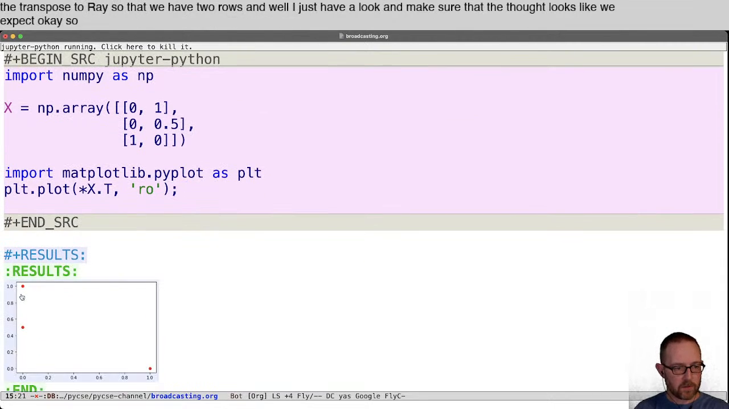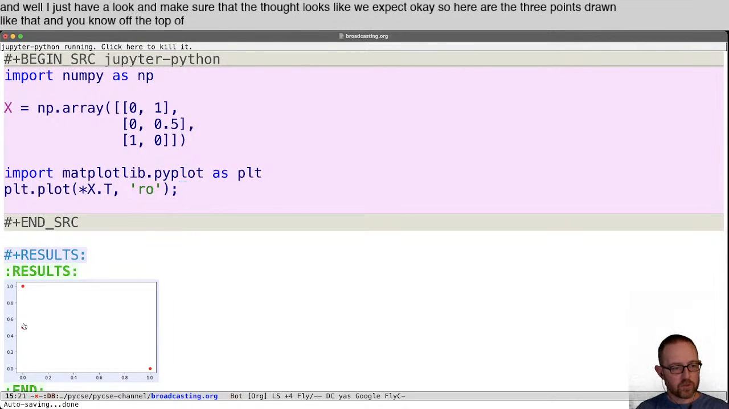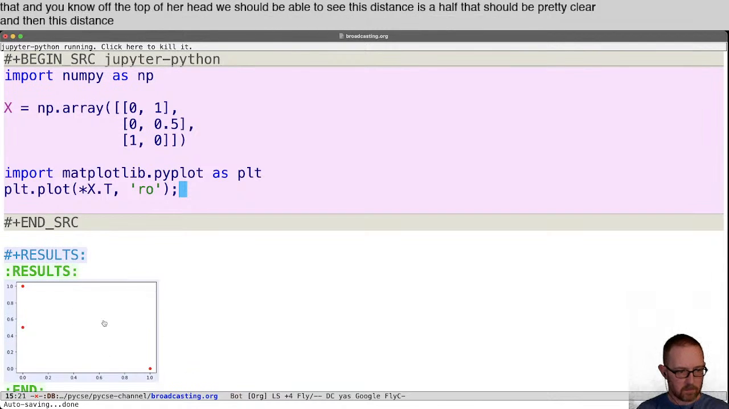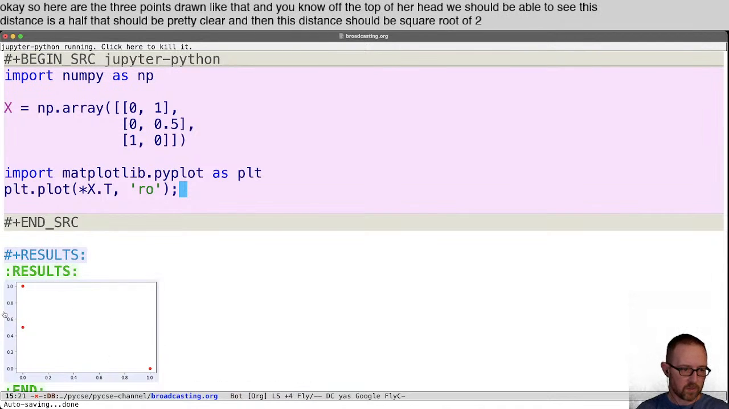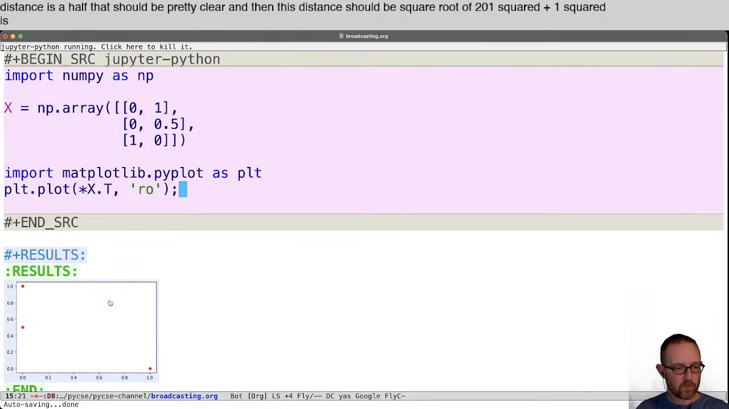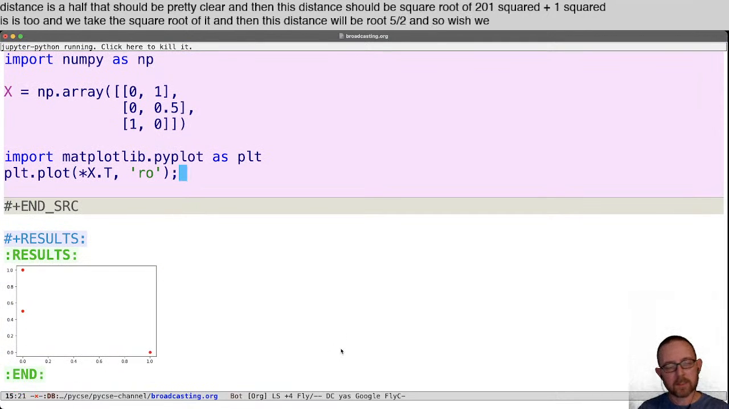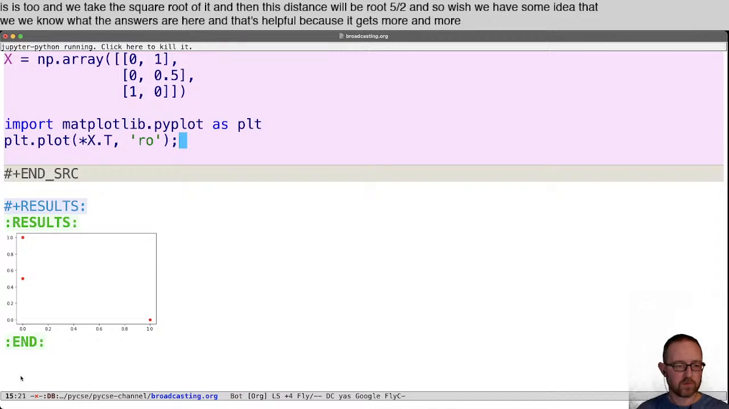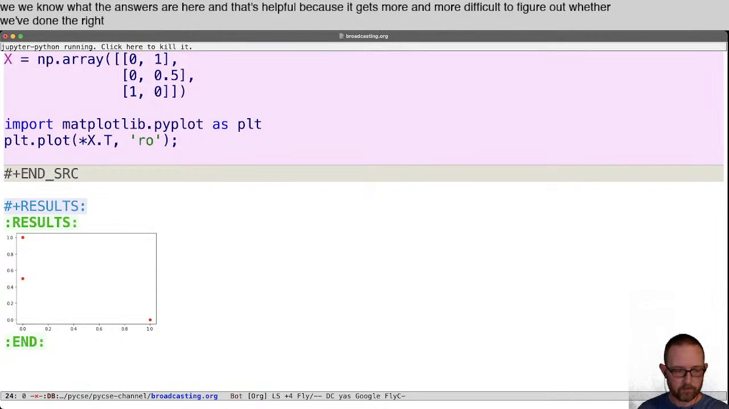Okay, so here are the 3 points drawn like that, and off the top of our head, we should be able to see this distance is a half. That should be pretty clear. And then this distance should be the square root of 2. So 1 squared plus 1 squared is 2, and we take the square root of it. And then this distance will be root 5 over 2. And so we have some idea that we know what the answers are here. And that's helpful because it gets more and more difficult to figure out whether we've done the right things.